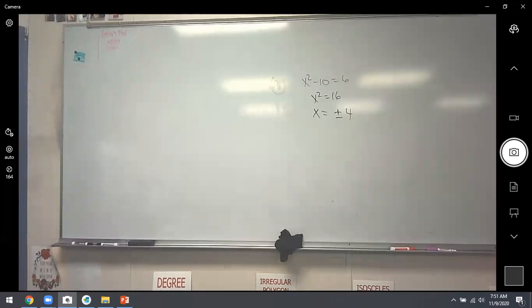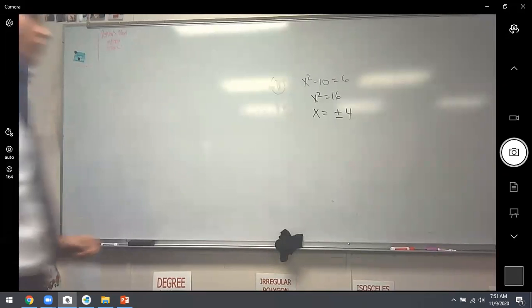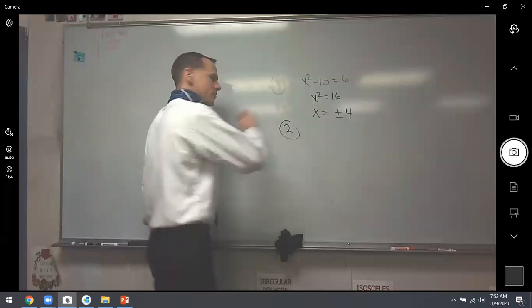The negative version also works. So please get this in your brain right now. It'll save you a lot of headaches and lots of points. When you take a square root, don't forget to put plus or minus. Either one is acceptable. So there's your answer for number 1. X squared minus 10 equals 6. Okay, well, x is either positive 4 or negative 4. Well done on that. Let's try another one.